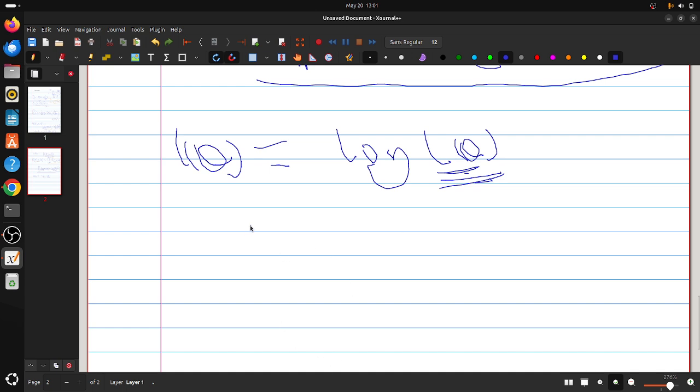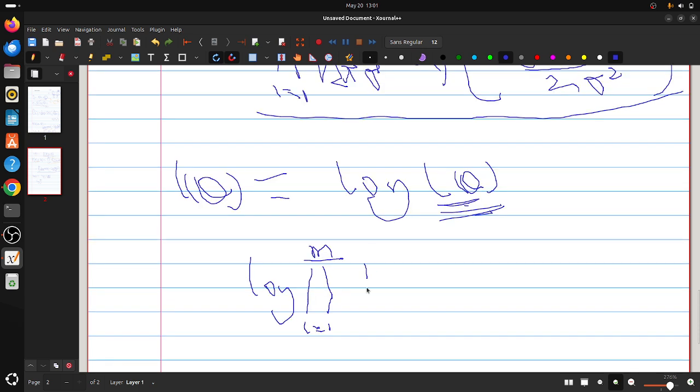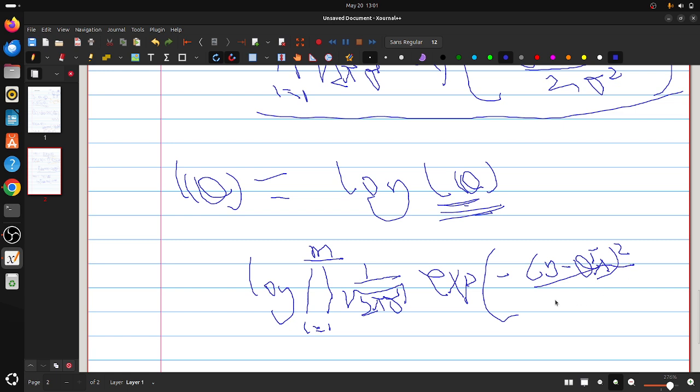So it will be the log of the product of the probabilities, for i equal to 1 to m, of 1 over the square root of 2 pi sigma, times the exponent of negative (y minus the transpose of the parameter x) squared over 2 sigma squared. So that is the log likelihood.